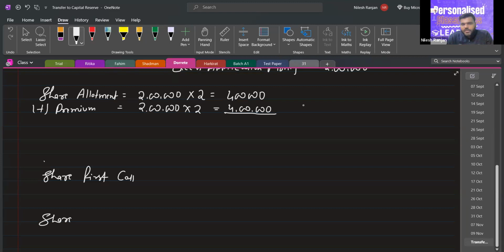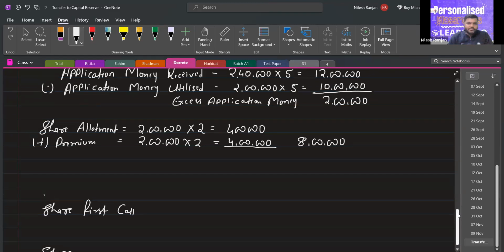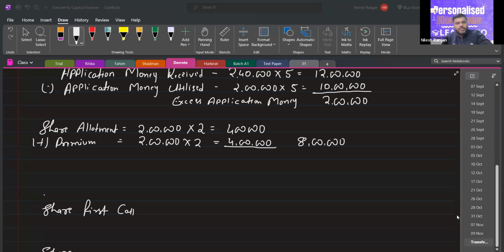And sir, there is excess money on application. Yes, that will be utilized here. Yes, we'll subtract it, rupees 2 lakh. Yes, that's what I'm going to ask.